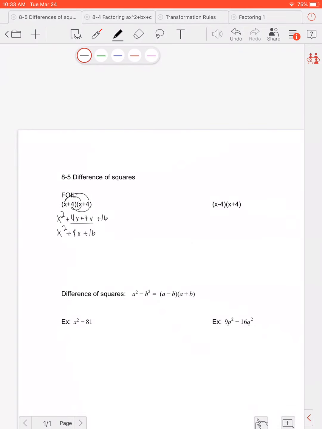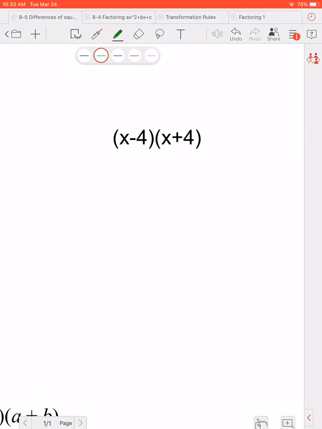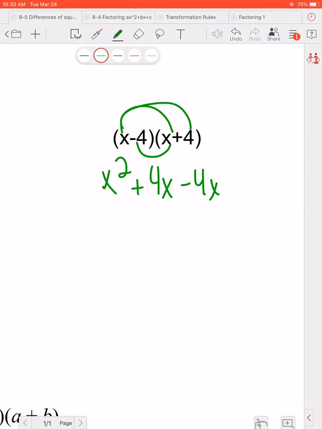Now if we go to the next one here, very similar problem. So go ahead, pause it, see if you can FOIL it without my help. X times x gives me x squared. X times 4 is plus 4x. Negative 4 times x is minus 4x. And negative 4 times 4 is minus 16. Now what happens here is when we combine our like terms, 4x minus 4x cancels to be 0, so I'm just left with x squared minus 16.